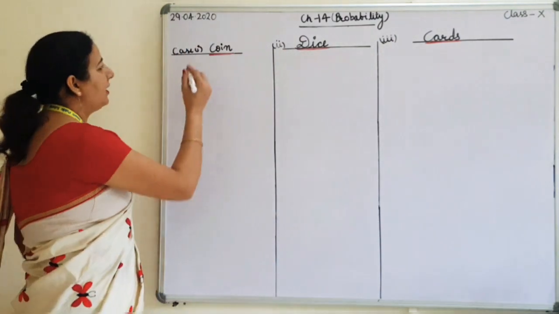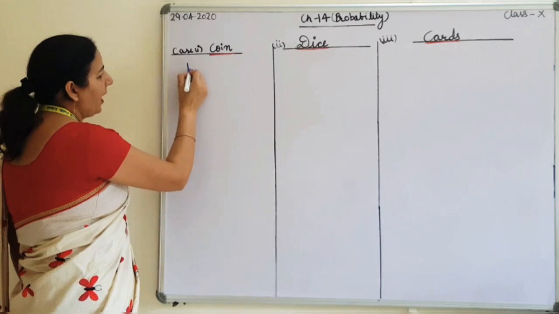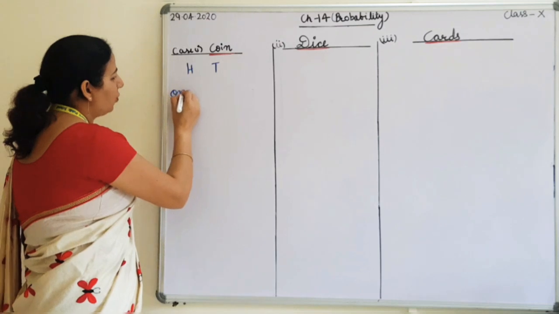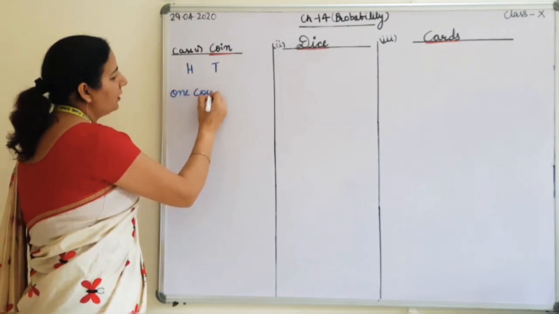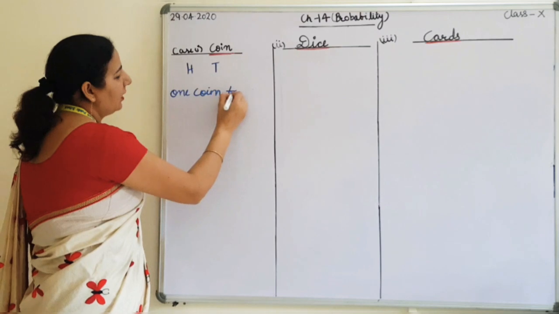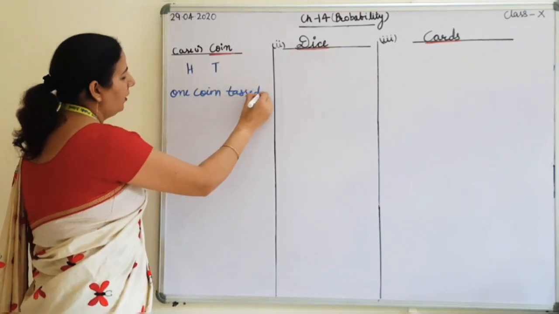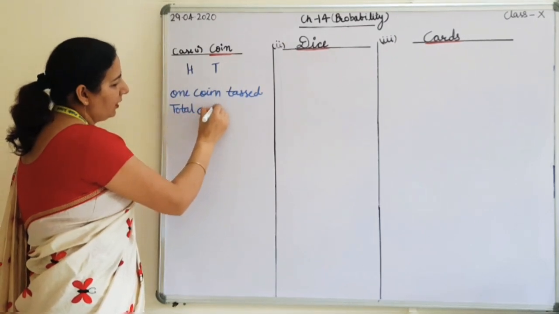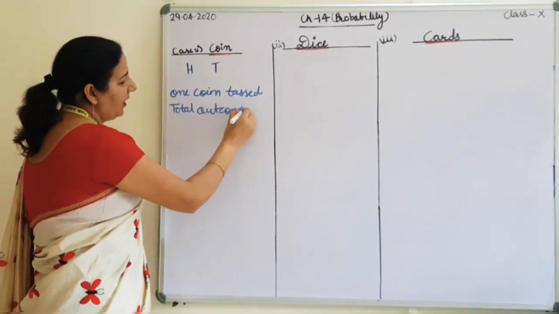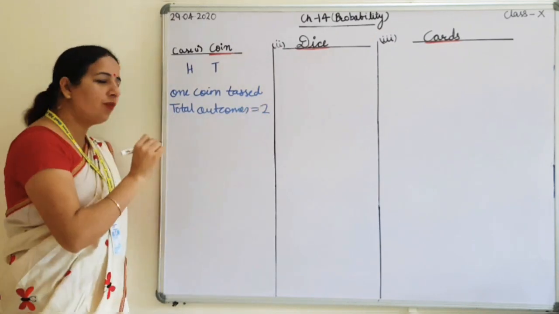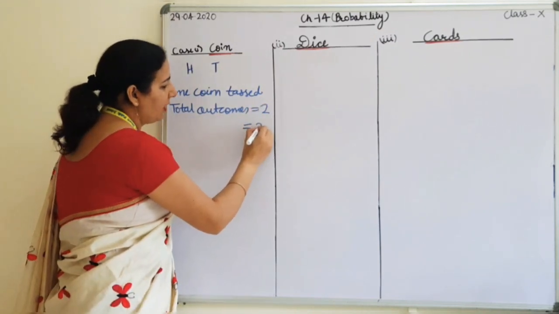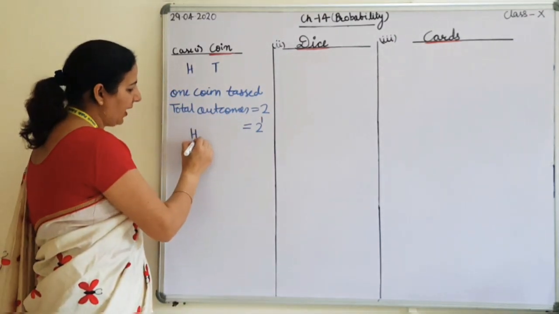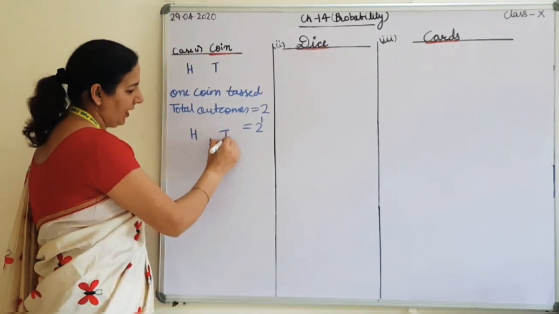So first let me tell you about the coin. Coin means head or it can be tail. So when one coin is tossed, then the total outcomes will be 2. Total outcomes is equal to 2, or we can also say it is calculated by 2 power 1, and these outcomes will be head or tail.